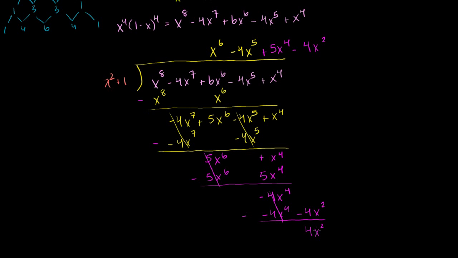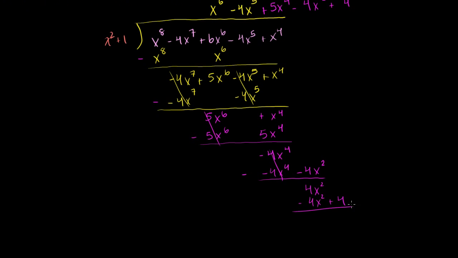And then x squared goes into 4x squared. We're in the home stretch. It goes into it 4 times. So plus 4. 4 times x squared is 4x squared. 4 times 1 is 4. And then we subtract one last time. We subtract this whole thing. These cancel out, and then we're just left with a remainder of negative 4.